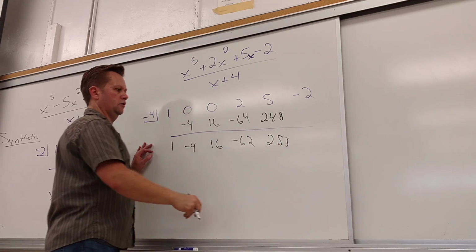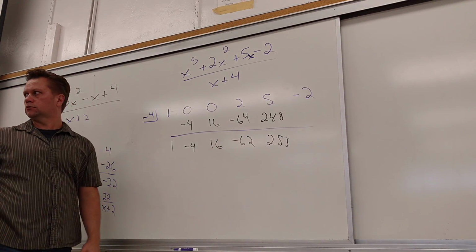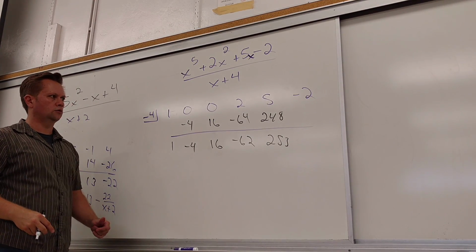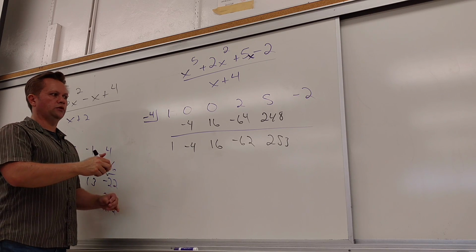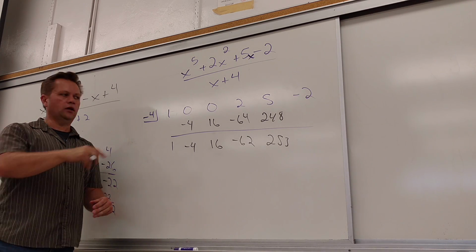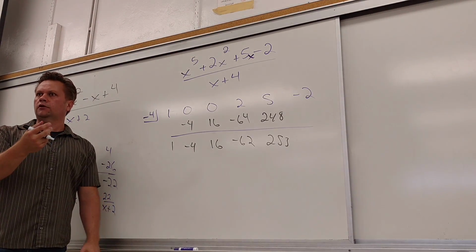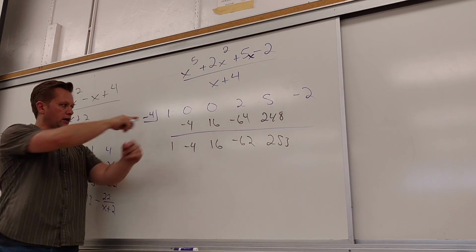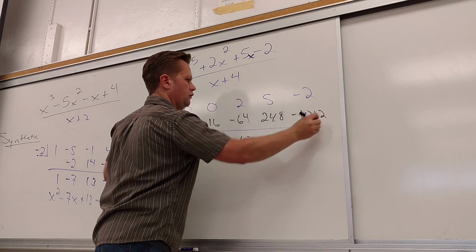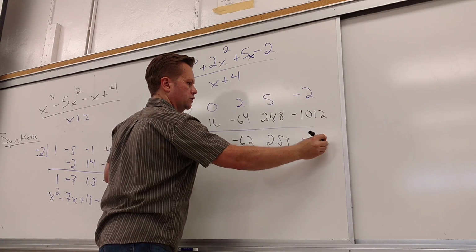253. Multiply. 916. 1,000. 12. 1,012. Negative 1,012. Exactly. Because 4 250s would be 1,000, and then 4 3s is 12. So 1,012. Negative. So negative 1,012. Negative 1,014. All right.